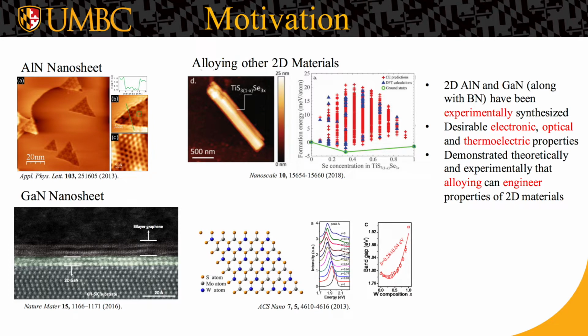Experimentally, monolayer boron nitride has been reliably synthesized, nanosheets of aluminum nitride have been synthesized through epitaxial growth, and gallium nitride nanosheets have been synthesized through graphene encapsulation. It's also been shown through experiment and theory that alloying can control the properties of certain 2D materials such as the TMDs and materials like titanium sulfur selenide with varying concentrations.